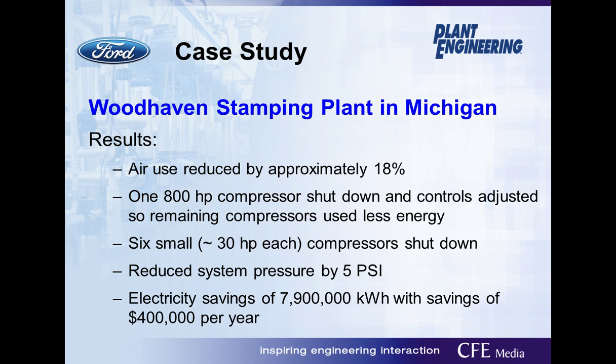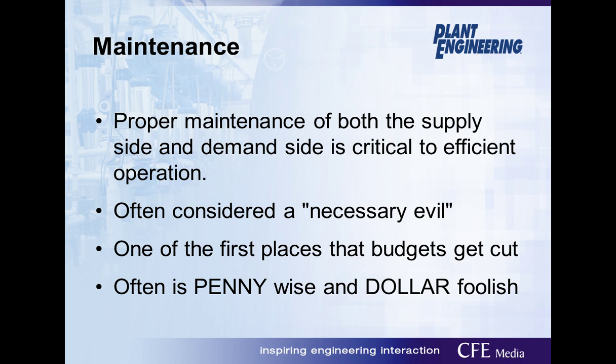They shut down a centrifugal compressor, 800 horsepower. They also were able to shut down those satellite compressors. So there were six small 30 horsepowers that were able to be shut down. They reduced the system pressure by 5 psi, and the savings was 7.9 million kilowatt hours, which was a savings of over $400,000 a year. So again, taking these actions was a huge savings for this plant and facility.